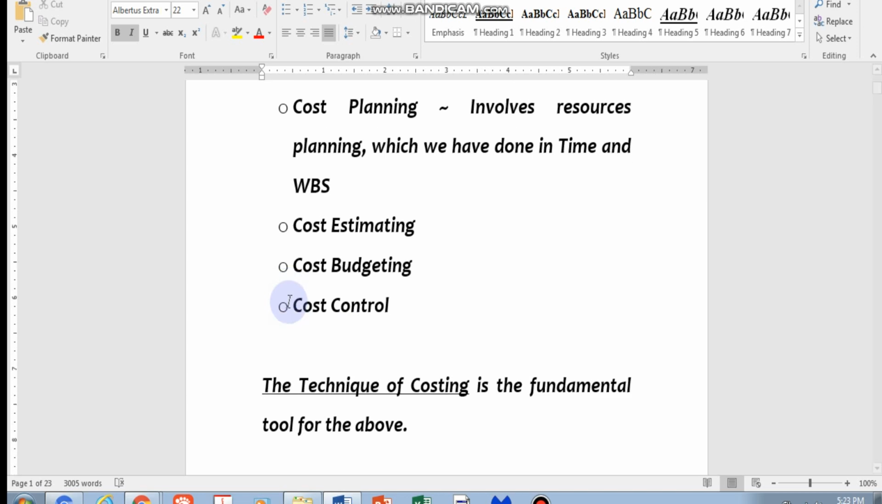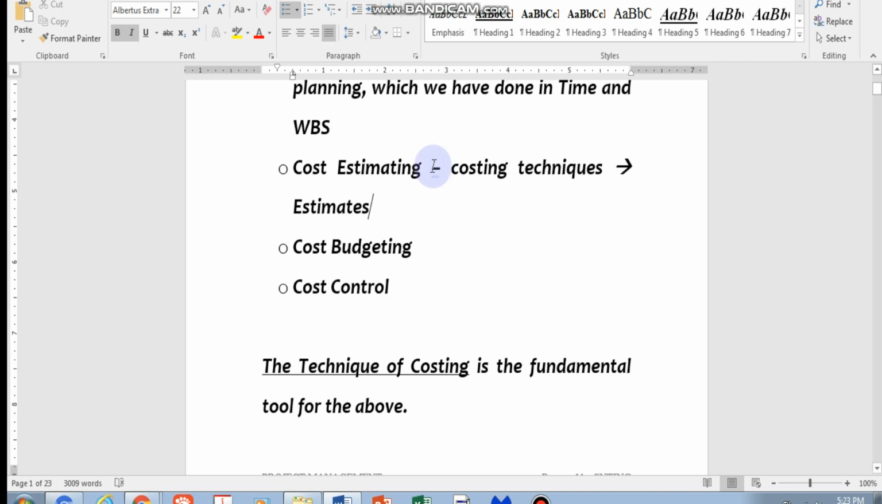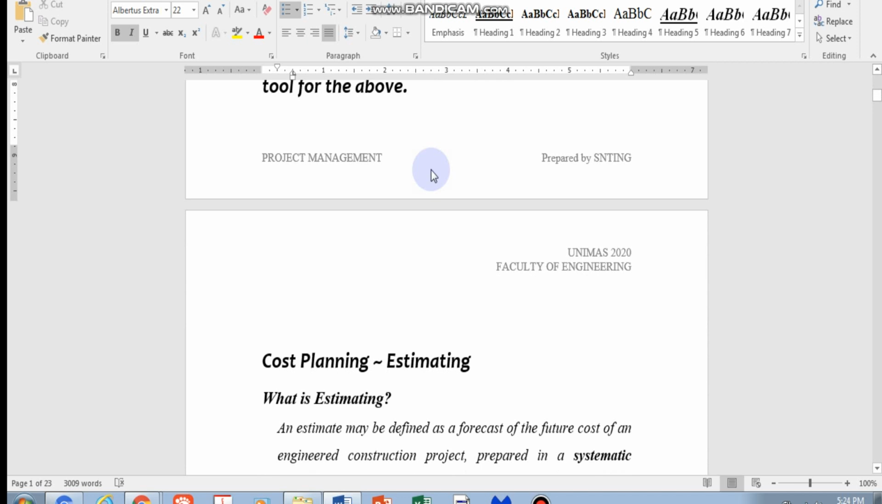So basically the technique of costing is the fundamental tool. When you need to do estimating, your costing technique is the essential critical thing that will be built up towards an estimate. So this is the essential critical thing that we are looking at.